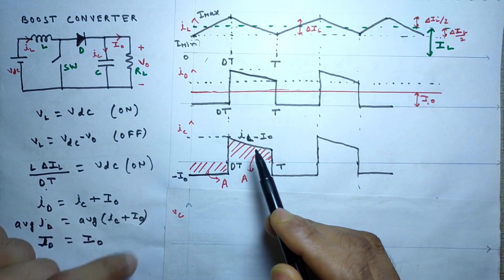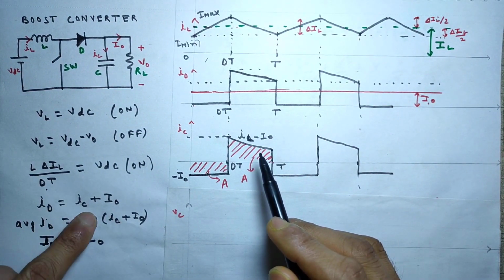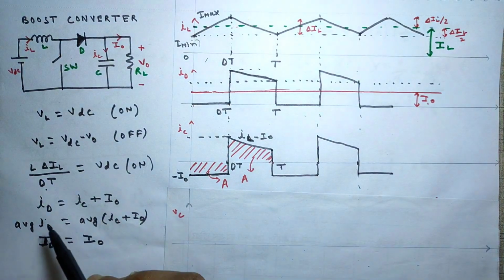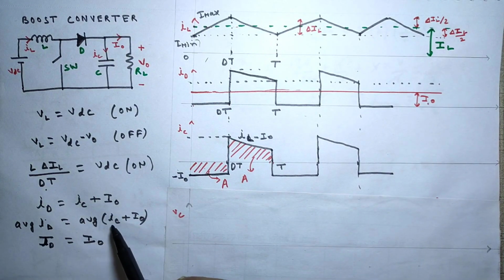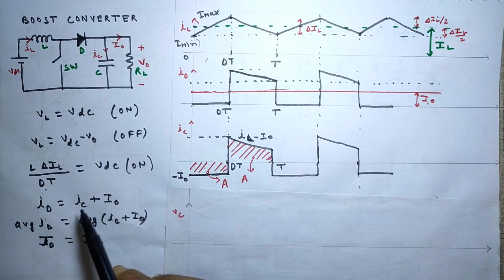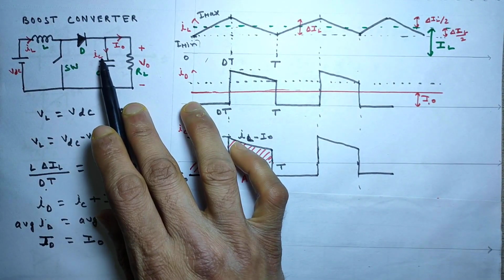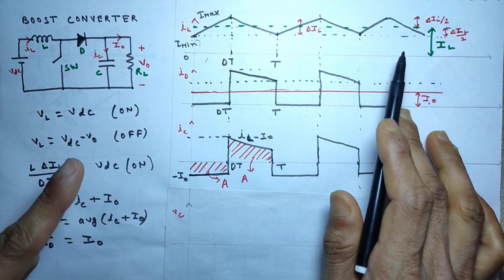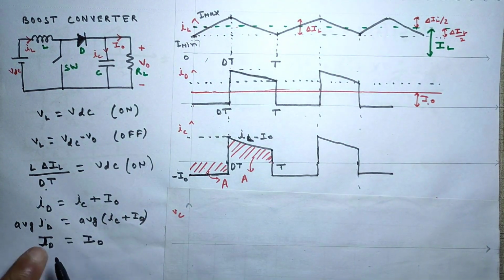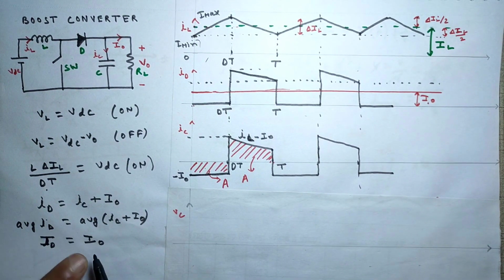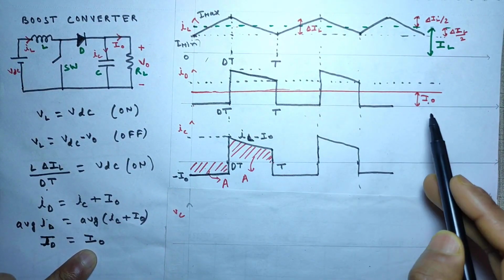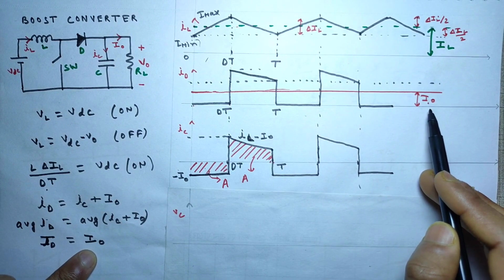Friends, we know that ID is equal to IC plus I naught. So the average of ID is the average of IC plus I naught. And we know that for the stable operation of this circuit, the average current across the capacitor should be 0 in the time period T. So average IC will be 0. So our average diode current is our average output current.